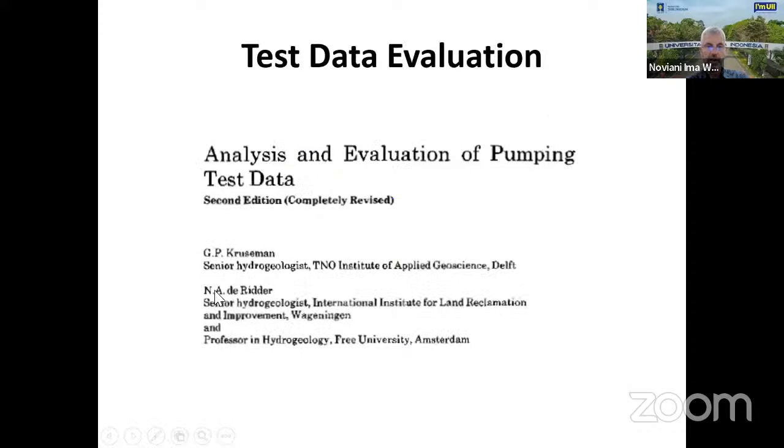However, today there is plenty of information either freely available, like this publication by Kruseman and de Ridder, which you can download for free from the internet. Just type in the title, Analysis and Evaluation of Pumping Test Data, and you have a full description of how these methods work and how pump tests are conducted.